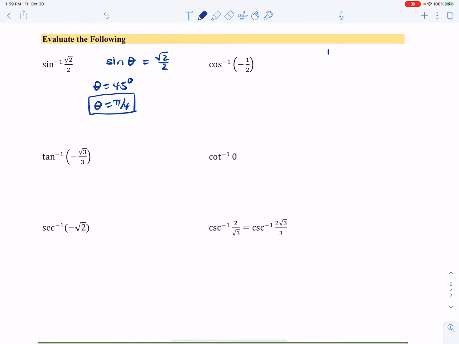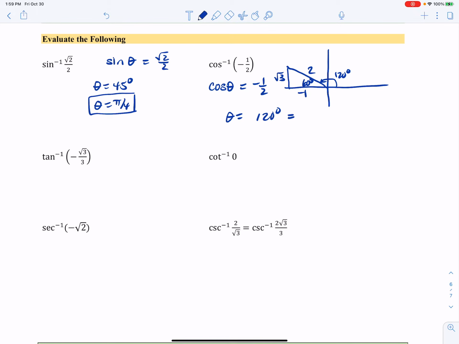Cosine inverse of negative a half. Well, remember that cosine inverse is only going to return an angle in quadrant 1 or quadrant 2. Since cosine is negative, I'm looking for theta so that cosine of theta is negative a half. So I know that my triangle is in the second quadrant, and I know that my cosine is negative 1/2, which means this is root 3. So what does that angle have to be? Well, what angle is opposite the root 3? That's the 60. So that means this is 120. So theta is equal to 120 degrees, or if you're converting to radians, 2 pi over 3.